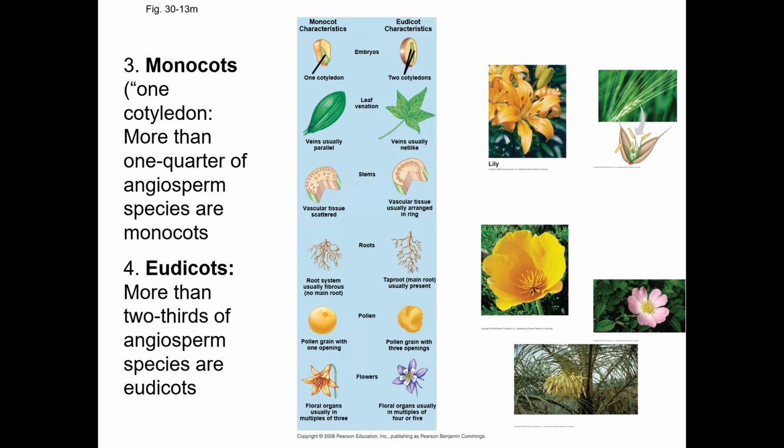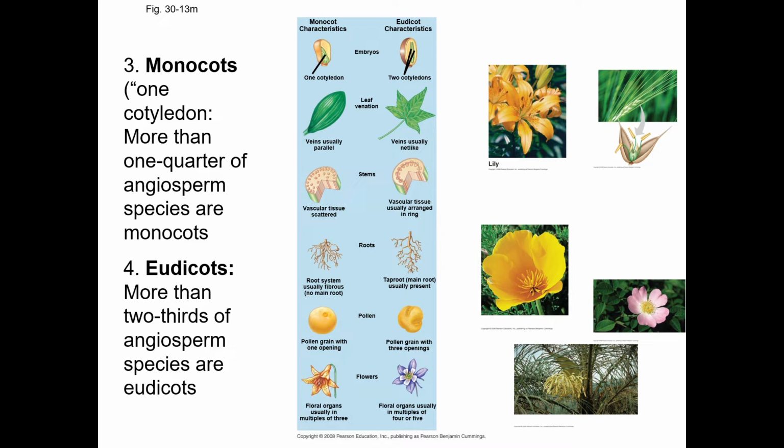If you look at the stems, in a monocot you have vascular tissue, the xylem and the phloem. In a cross-section of the stem it is scattered, whereas in a dicot it's in a concentric ring, which we'll see during lab. The root system in a monocot is usually fibrous. There's no main taproot, whereas dicots usually have a taproot with little roots coming off of it. The pollen has one opening in a monocot. The pollen on dicots has three.